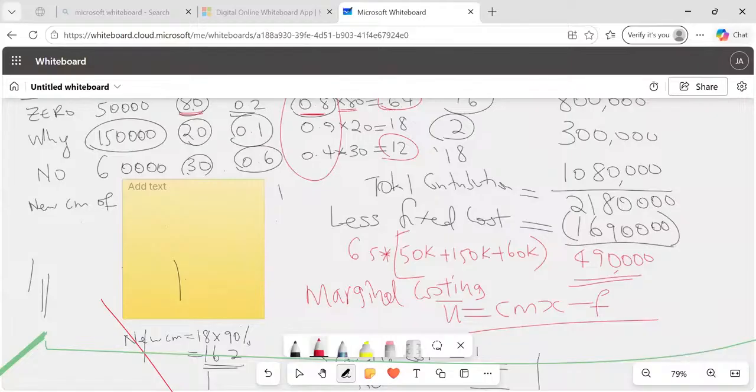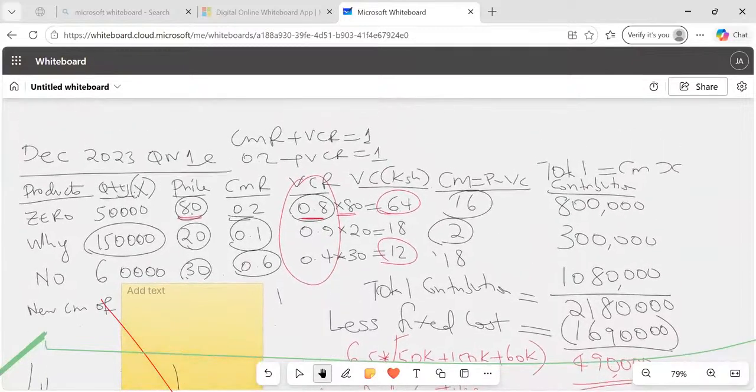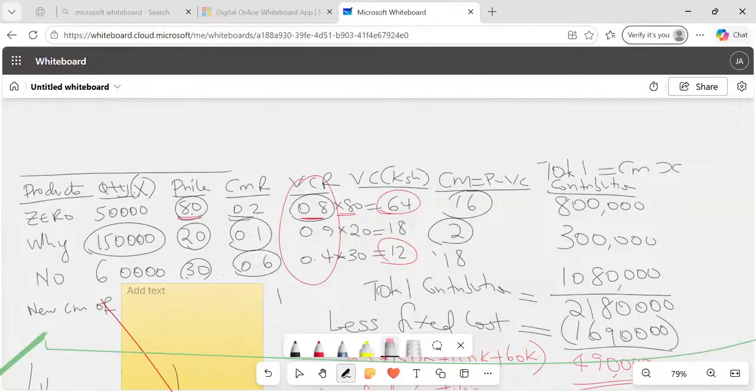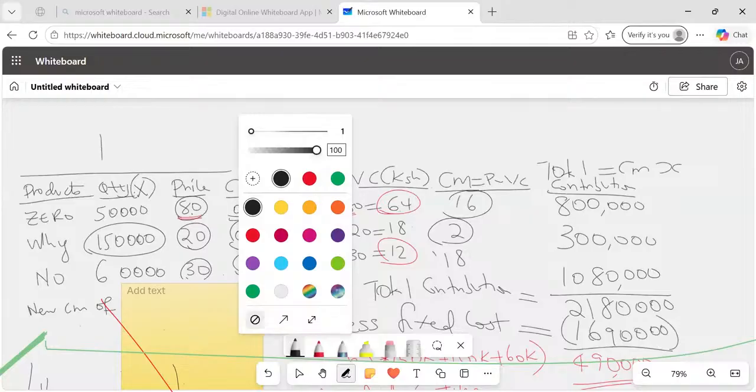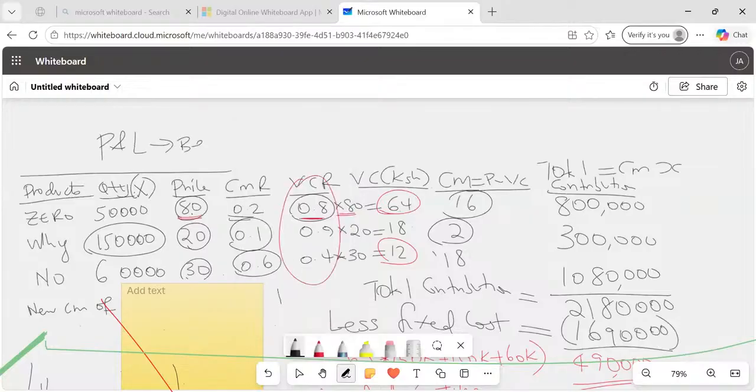Now, it doesn't stop there. If you read Roman 1, prepare a comparative statement of profit or loss before and after dropping Y. So basically, this is a P&L that you have done before dropping Y. You can mention somewhere that this is a profit and loss before dropping Y fly.